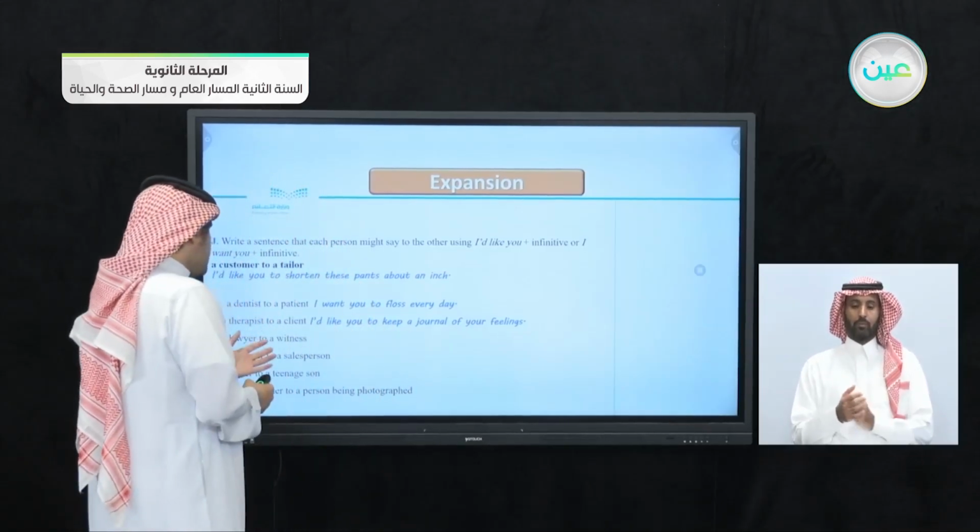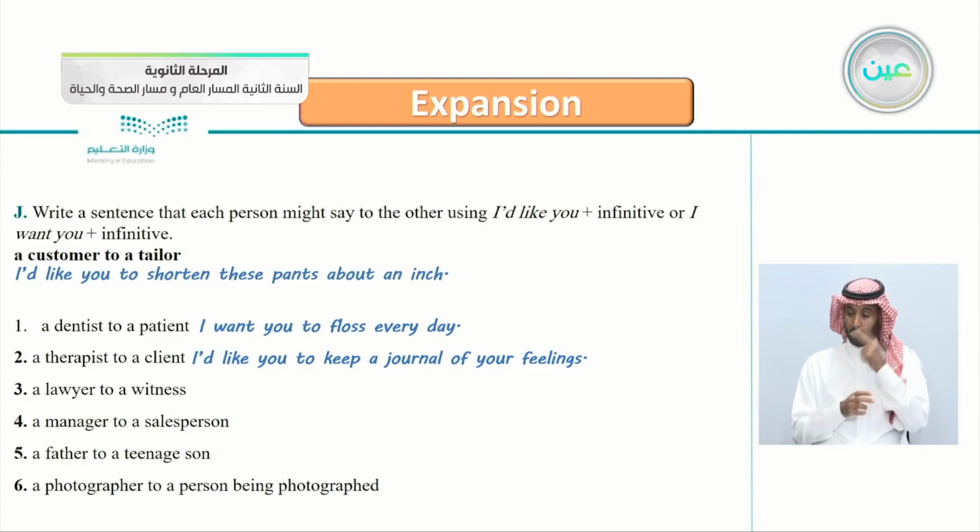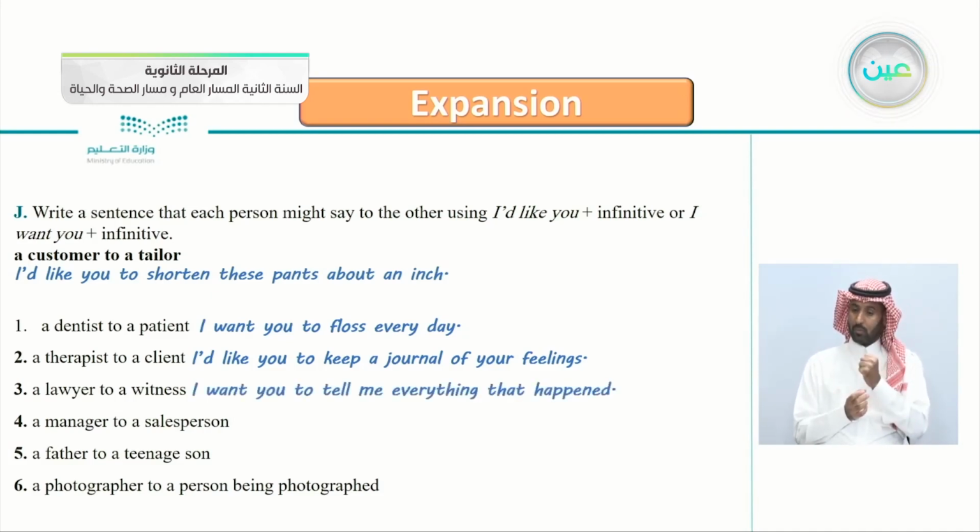Number 3, a lawyer to a witness. A lawyer to a witness of a crime. What would a lawyer ask a witness? Yes, he said, I want you to tell me everything that happened, because as a witness, he saw what happened. The lawyer would say, I want you to tell me, or he would say, I'd like you to tell me everything that happened. Excellent.